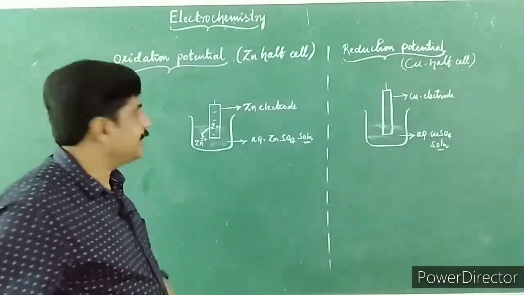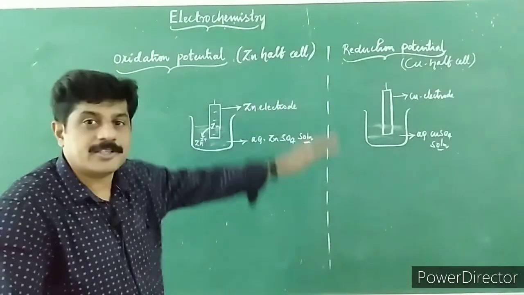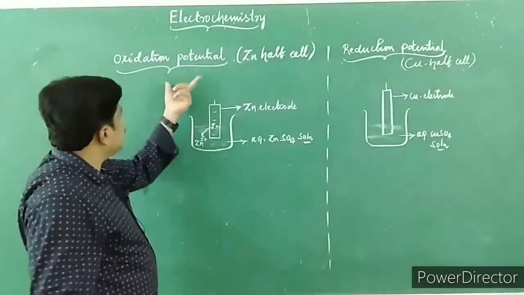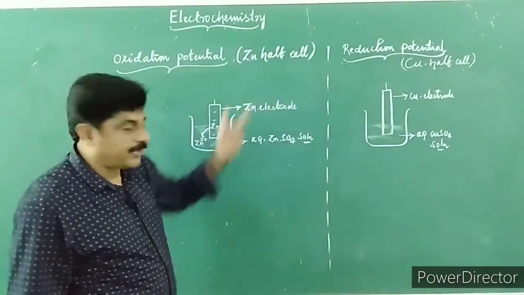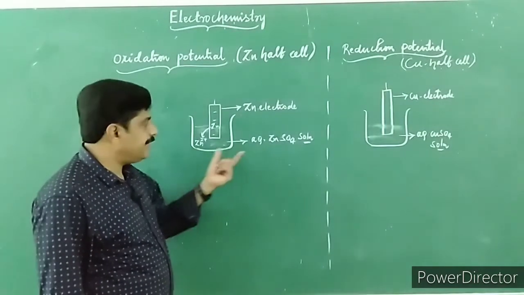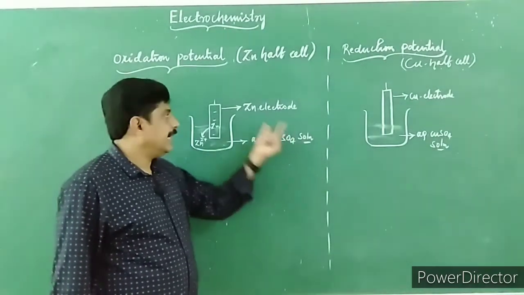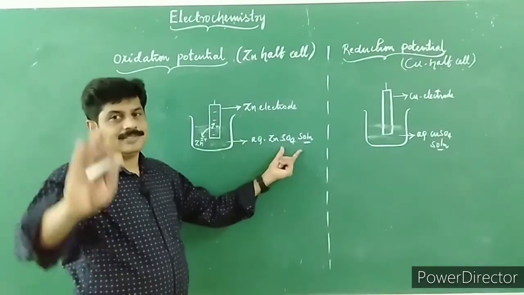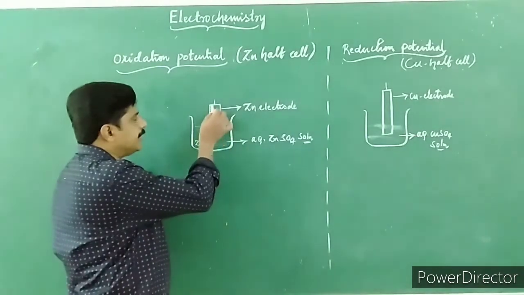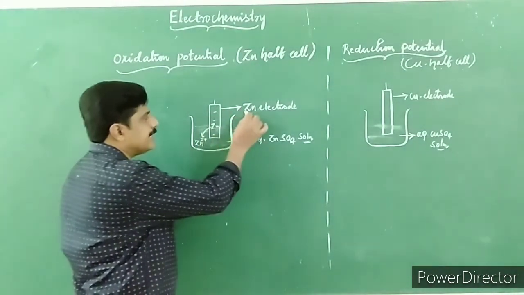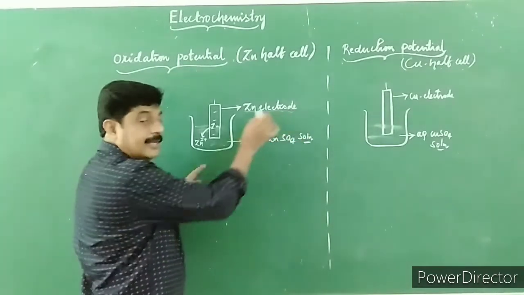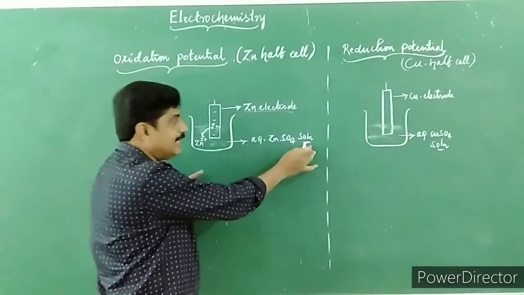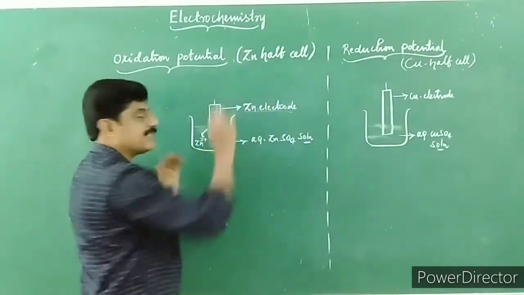Children, let us understand the terms oxidation potential and reduction potential in detail by taking few examples. Let me take up oxidation potential first and then go for the reduction potential. Consider a beaker filled with aqueous zinc sulfate solution and a zinc electrode dipped in aqueous zinc sulfate solution. Children, there are a number of oxidizable zinc atoms present on the zinc electrode and a number of reducible zinc ions present in the aqueous zinc sulfate solution. Such a setup is called zinc half cell.